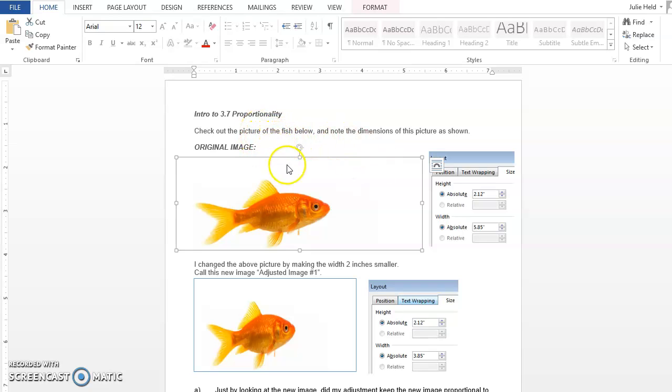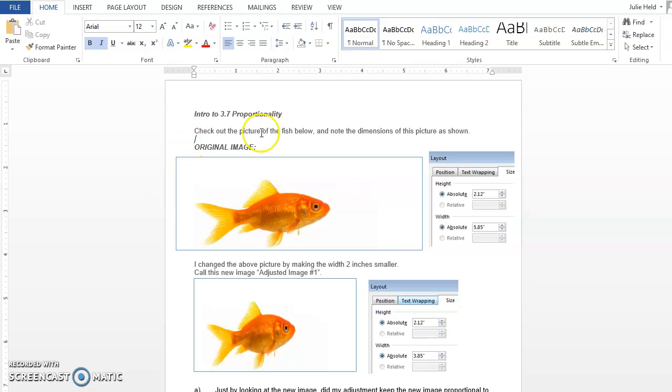So we're going to explore that with our fish pictures here. As you can see, I have a picture of a fish. I'm going to call this picture the original image. That's where we're going to do some modifications to it.